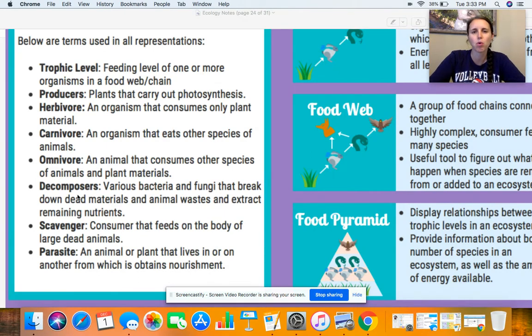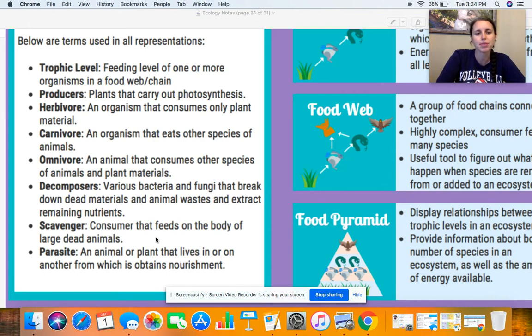Decomposers have a really important role in these food chains or food webs. What a decomposer is going to do is it's going to break down any dead material and animal waste, and it's actually going to return those remaining nutrients. So as you go through the nutrient cycles in a little bit, you're going to see that a lot of the nutrients are recycled. If we didn't recycle those nutrients, we would run out of them really quickly. So decomposers are how those nutrients get back into the cycle. Those are often bacteria and fungi.